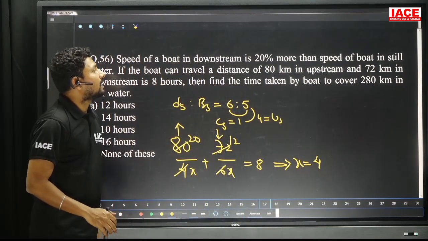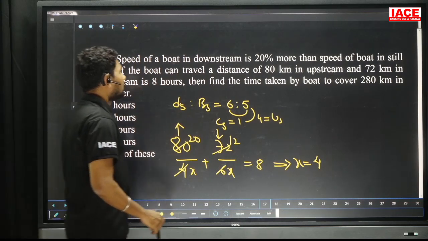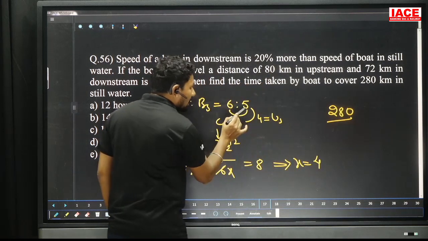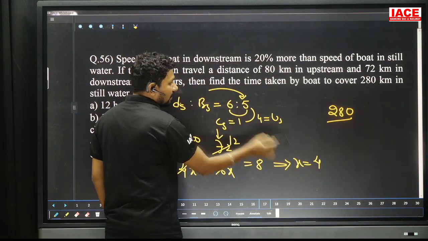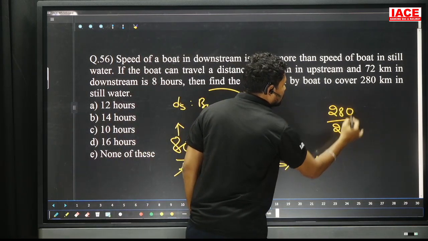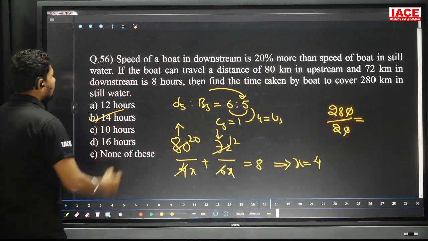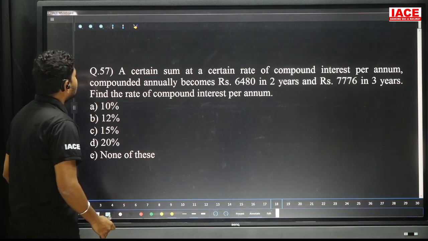Then what is the question they are asking? Find the time taken by the boat to cover 280 kilometers in still water. X is equal to 4. The boat speed is 5 parts, 5x. 5 into 4 is equal to 20, and the zeros cancel. 28 by 2 is equal to 14 hours journey. Option B here. Move to the next question, 57.